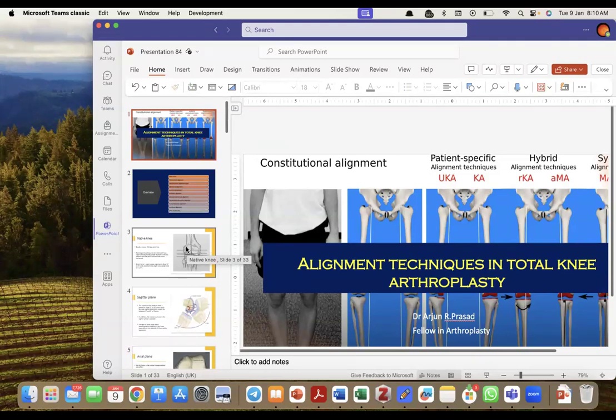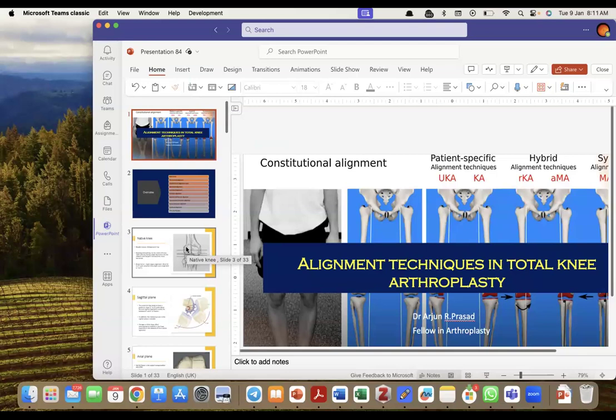But whatever technique we are following, it should be reproducible, and it should give a satisfactorily good outcome. That is very important. But with conventional instrumentation, it is very difficult to follow all this hybrid technique, because by eyeballing, you cannot go with a 3-degree varus or 3-degree valgus in a femoral cut. It is very difficult. If you try to do it with conventional instruments, you will land up with a higher degree of varus cut in the tibia, and it might lead to early failure.